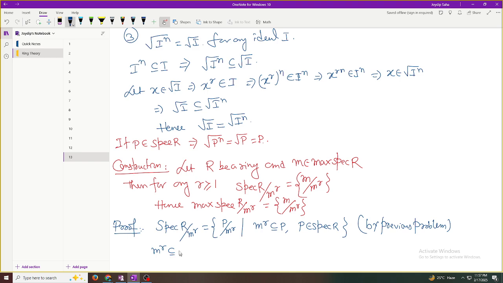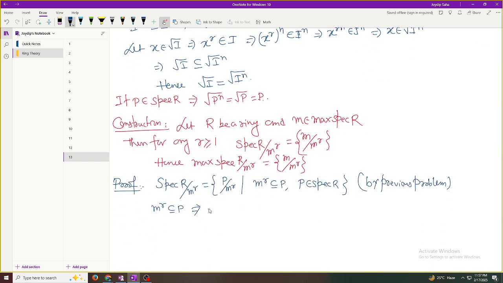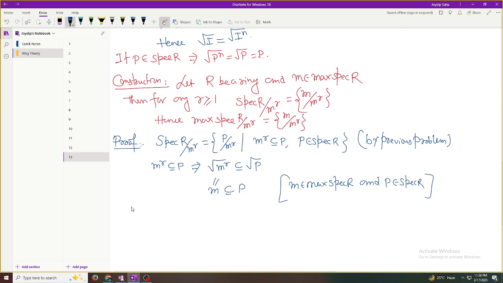Now M to the power r is a subset of P. Take radicals and use the earlier result: root of M to the power r is a subset of root P. Now M is a maximal ideal, therefore root of M to the power r is M, and P is a prime ideal, therefore root P is P. Because both are prime ideals, and maximal ideals are also prime ideals, using this result, simply M equals P since M is a maximal ideal. Max spec R.